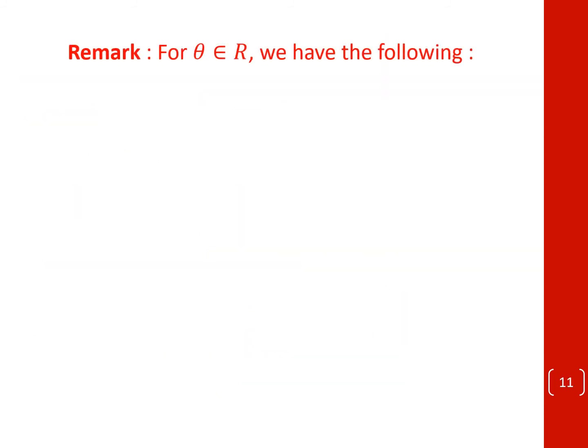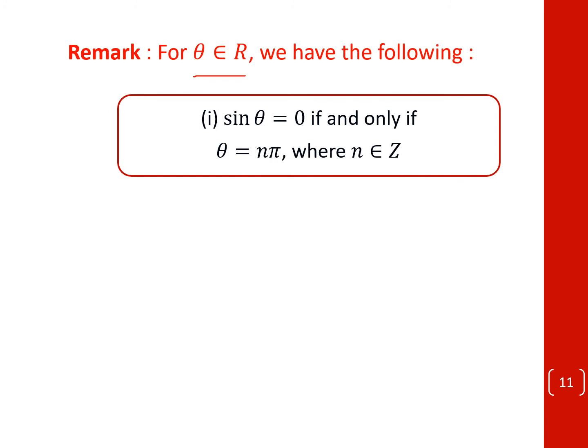We will see some remarks. For theta belongs to R, we have the following results. First result, sin theta equals 0 if and only if theta equals n pi. So students, sin takes value 0 at angle 0, pi, 2 pi or minus pi, minus 2 pi and so on. Combining all this, we have theta equals n pi where n belongs to Z.